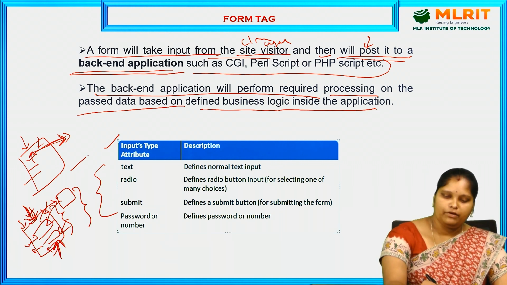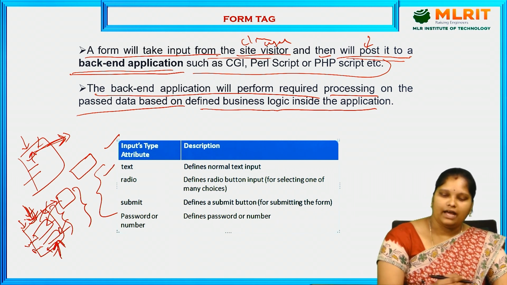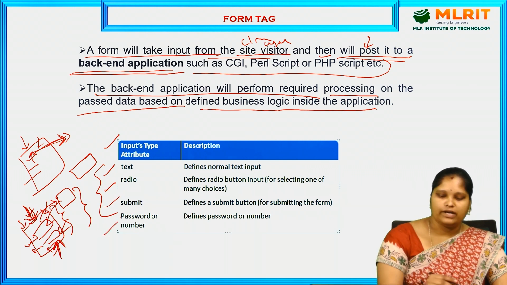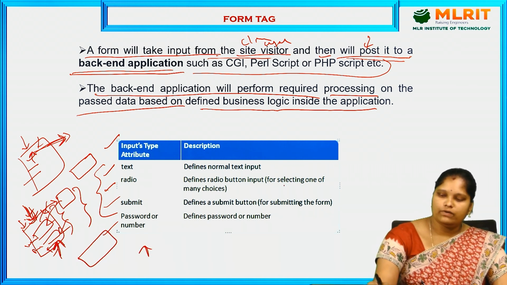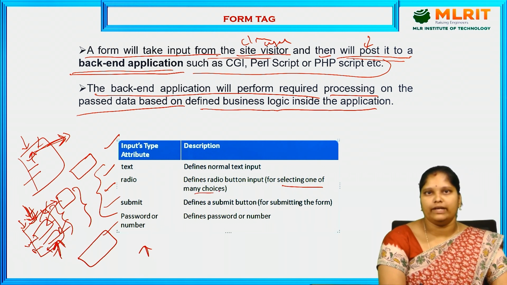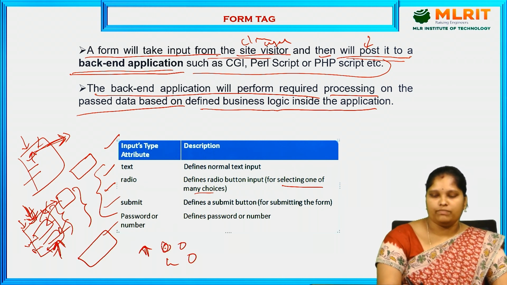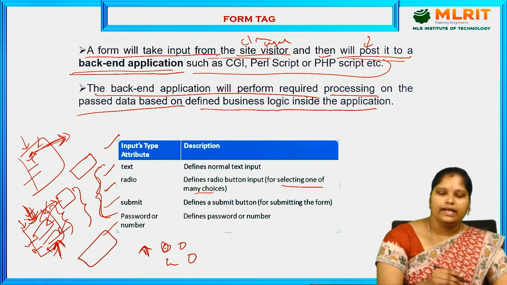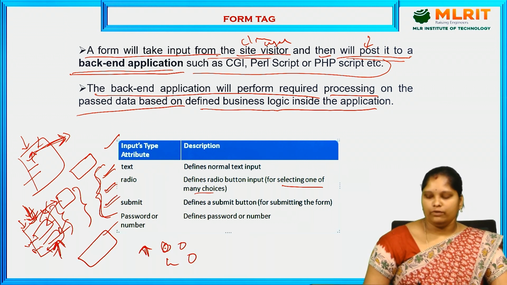For getting the input from the user, we need to use text boxes, radio buttons, submit buttons, password, and numbers. For text boxes, just normal text is entered. For radio buttons, we need to select one of many choices. For example, we select male or female, or Telugu or English languages. We need to select one option. These are the input type attributes, and by using those only, we can give the input to the backend.